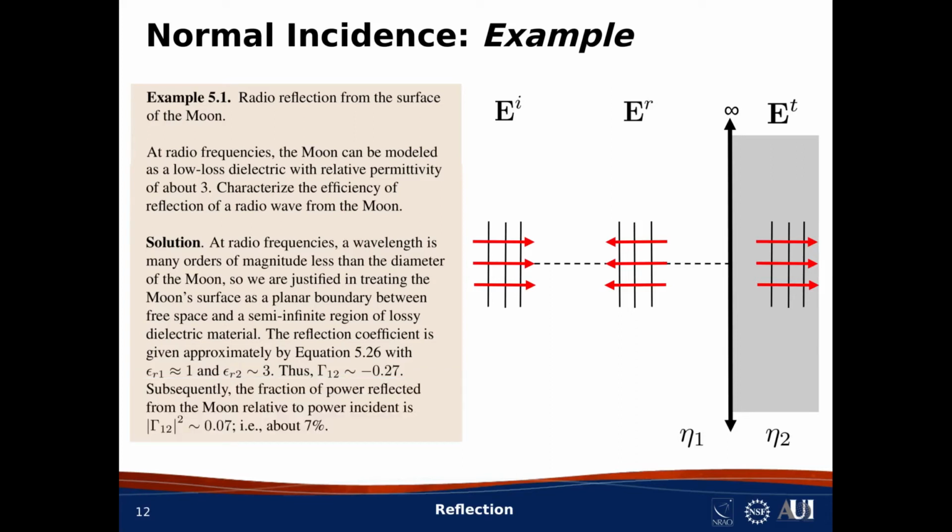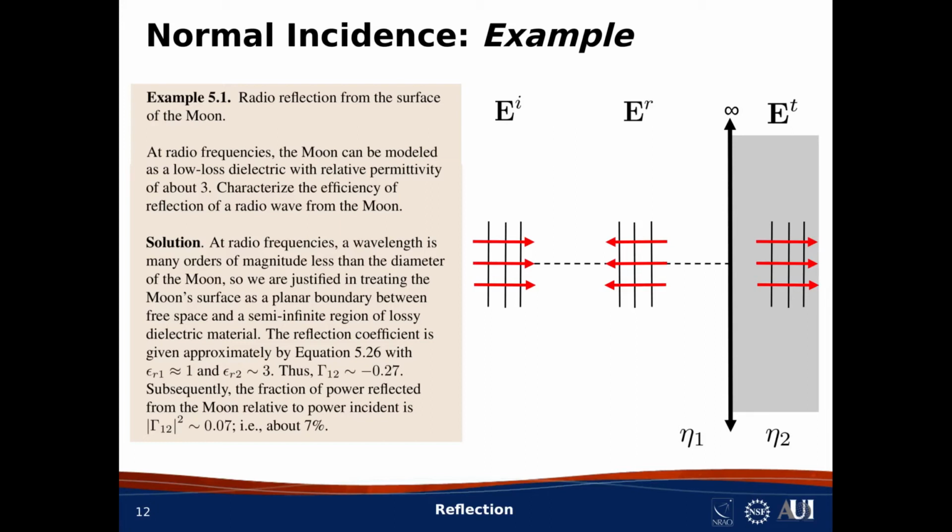From this point, you can easily calculate the amount of power reflected from the surface of the moon. This is simply the square of the magnitude of the reflection coefficient. In this case, gamma sub 1, 2 is minus 0.27, so the square of the magnitude of the reflection coefficient is 0.07. In other words, the moon reflects about 7% of the power that's incident upon it.